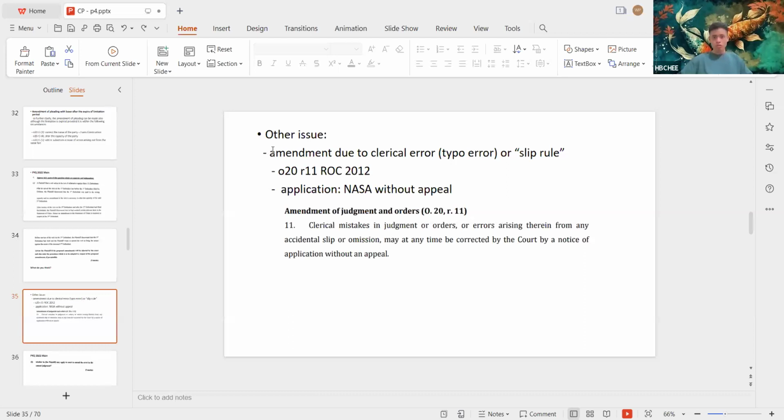Okay, so another issue is when we talk about the judgment. Actually, when the judgment is sealed by the court, it serves for perpetual effect and serves as an official record. So now when there's some clerical error or maybe some typo errors, you can apply to the court for the amendment without appeal. Because it's just a small error, apply to the court and ask them to amend and give you a new official judgment is enough. And this is the question.